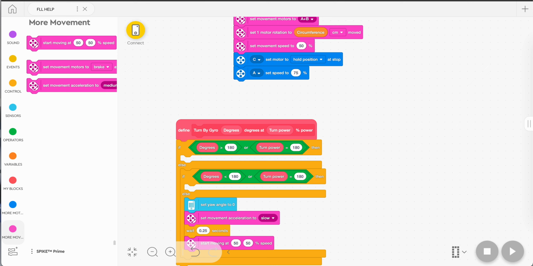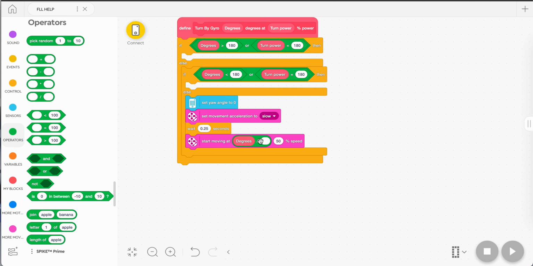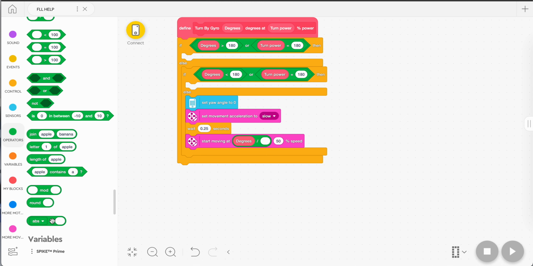Then you want to grab the division symbol in operations, so it's going to look like a slash or something like that. So grab this, bam, place it in there. Now you want to grab the degree symbol and place it in the first hole. Then go for the second one, grab the absolute of. Place that in there, and you also want degrees. So this is just saying degrees divided by the absolute amount of how much degrees you put in.